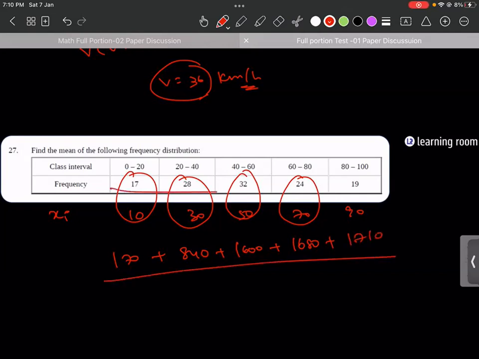1710 divided by, what is the sum of all these values? So 28 plus 32 is 60. 60 plus 24 is 84. 84 plus 19 is, so what is 84 plus 19?